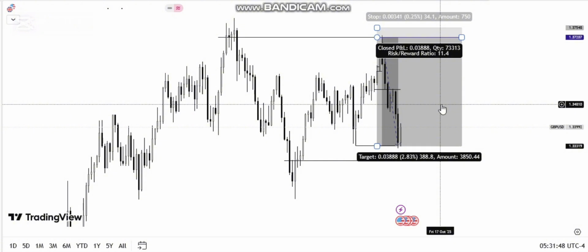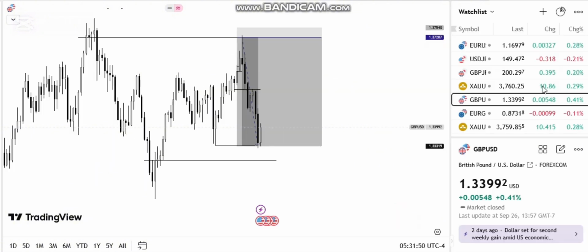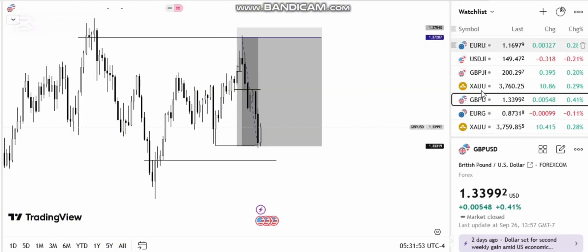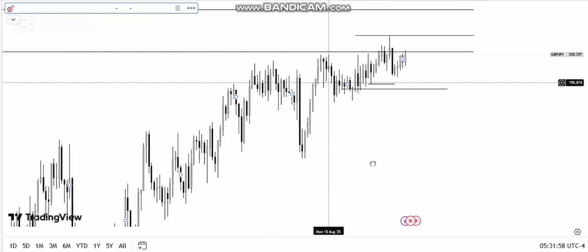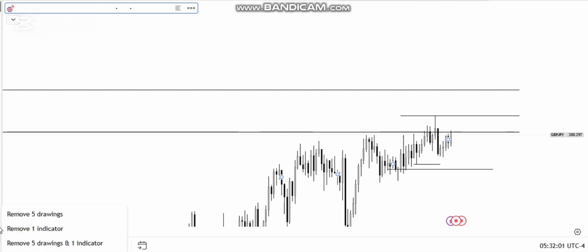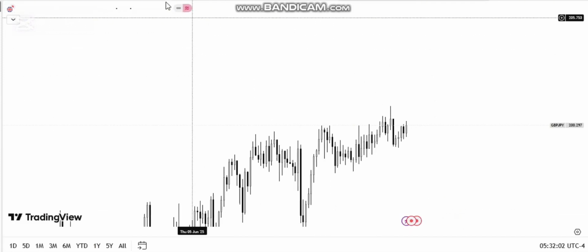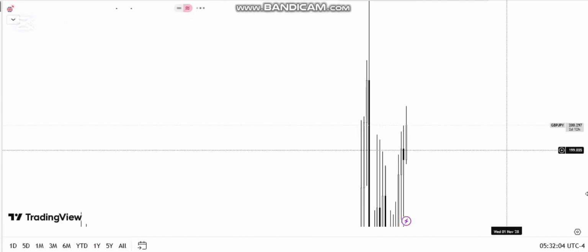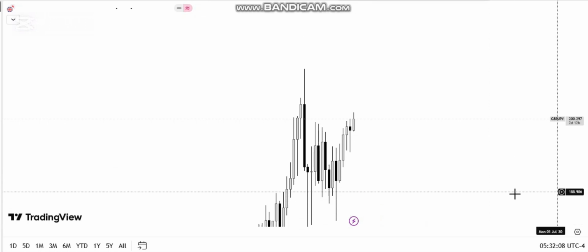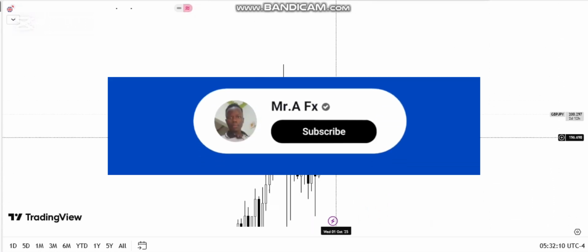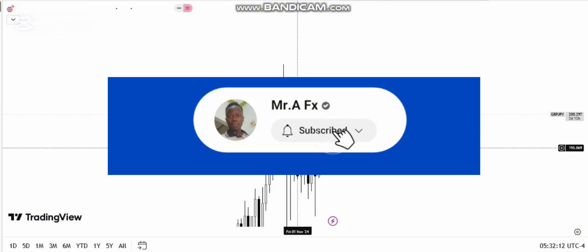Let me take you through GBP JPY. We'll see how we can work on GBP JPY for next week, and also the previous week. As usual, we always start with the daily or the monthly time frame. Let's start with our monthly time frame. We were bullish. The bias was really bullish.